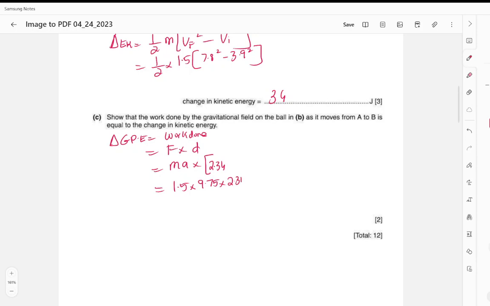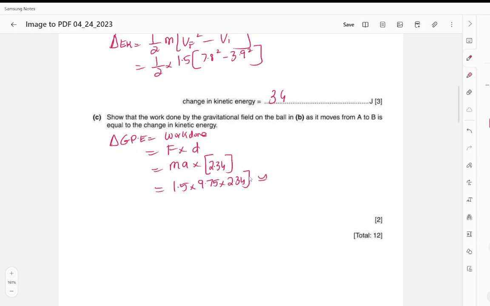Let's do this calculation. Fingers crossed, दुआ करो कि सही आए. सही आना चाहिए. Same आना चाहिए. 9.75 multiplied by 2.34. Yay! Same answer आ रहा है.